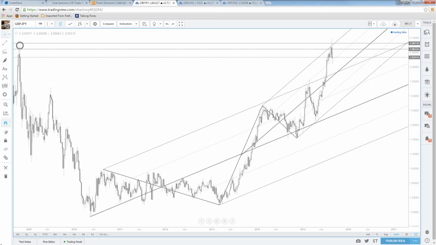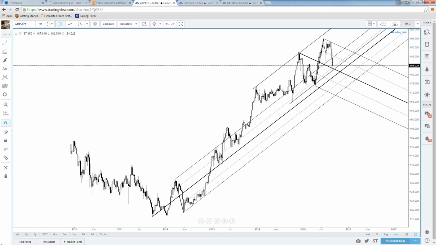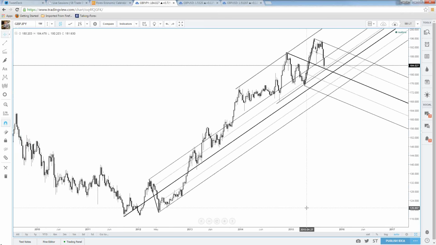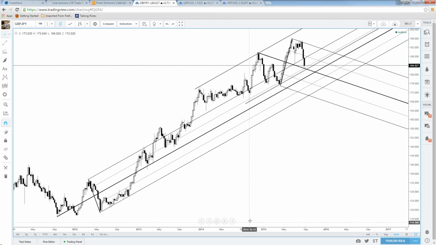Question here. Hi, Jamie. Is it advisable to take on counter trend trades? Well, I guess that depends on what you define the trend as, right? Here's a great example of that. So Kelly, here's pound yen.